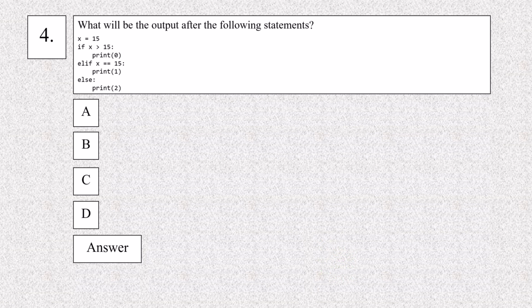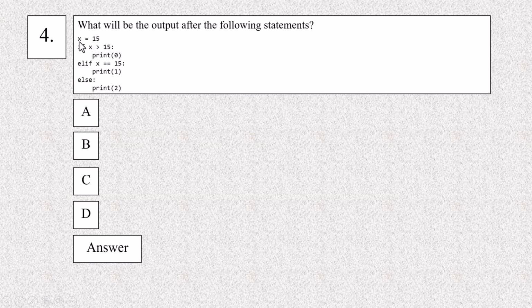Go to the next question. What will be the output after the following statement? Here in this case, you can see that we have a variable x. We have the value of x equal to 15, and in the first condition, it is checking if x is greater than 15, then it will print 0. Else if, it will check again whether x equals 15 or not. If it is true, then it will print 1, otherwise it will print 2.